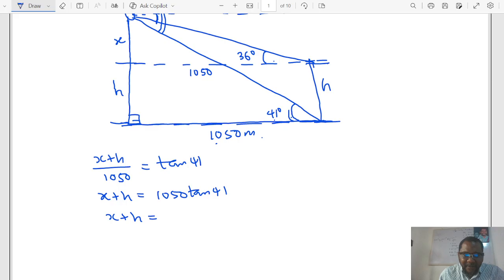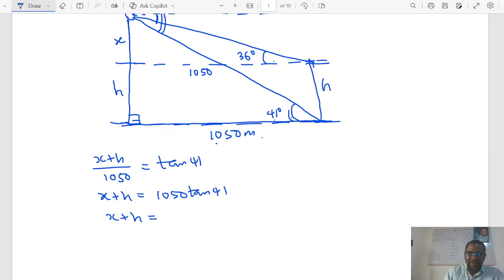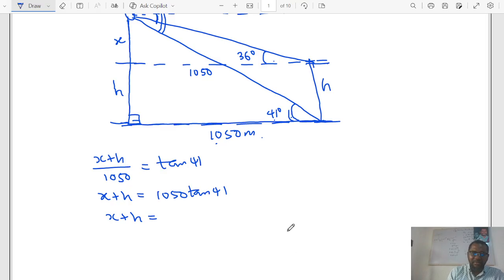Okay, I'm getting a value here, but I hope it is correct. 912.75. So I'm going to write here 912.75. So x plus h is 912.75, right? I want to confirm if this calculator is correct. I usually use sin 30 to know if a calculator is correct. Yeah, this calculator is correct.